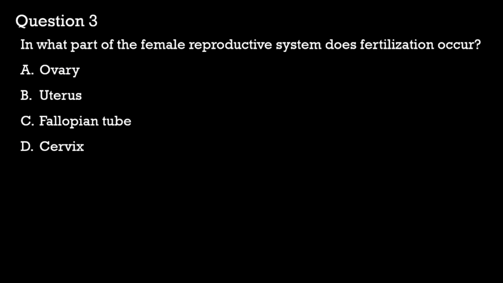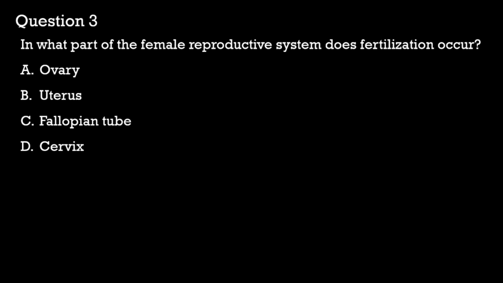Question 3. In what part of the female reproductive system does fertilization occur? A. Ovary. B. Uterus. C. Fallopian tube. D. Cervix. Ovary is where the eggs are produced and released, but fertilization does not occur there. The uterus is where the implantation happens, but not the fertilization. The cervix is the lower part of the uterus that opens into the vagina. However, it does not play a direct role in fertilization.